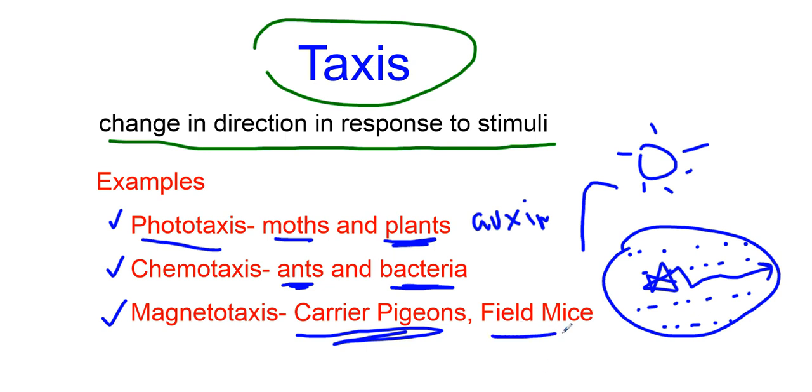The same thing takes place in field mice. If you take a field mouse way over to the other side of the field and kind of swing them around and get them all mixed up, they'll be disoriented for a minute and then they head right back to where they came from. They can recognize their position on the magnetic field.